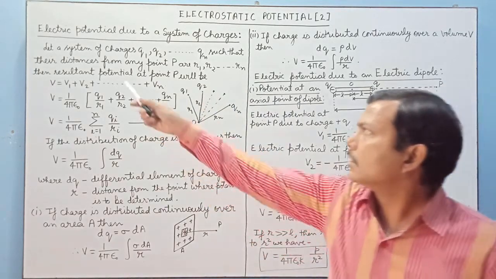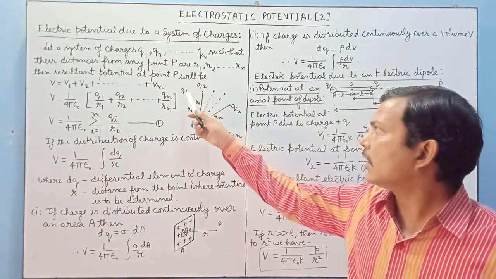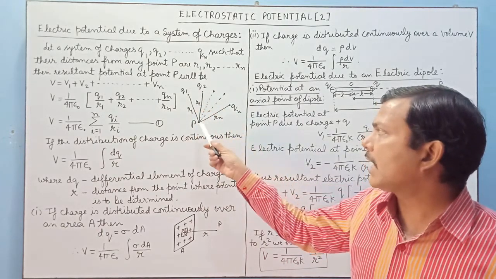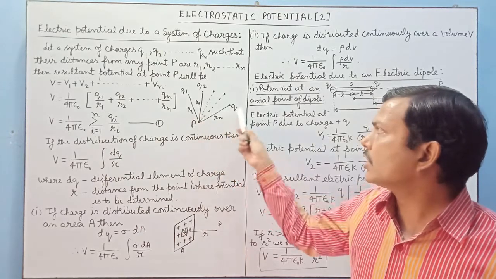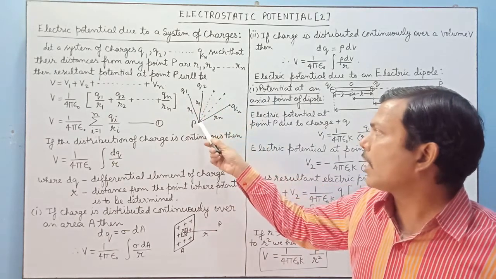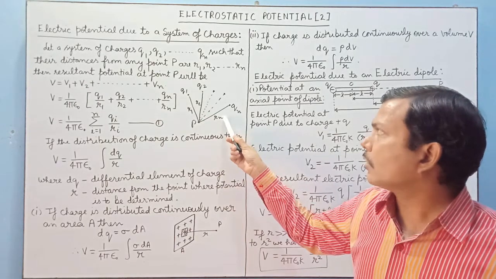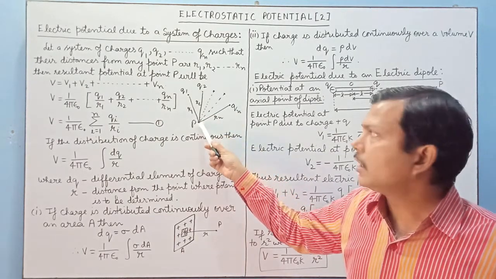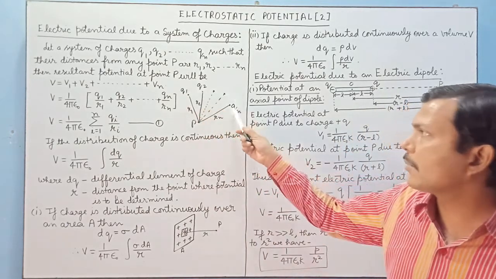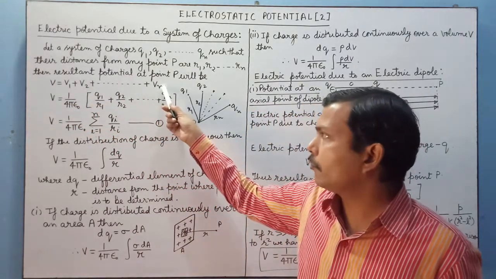Now let us consider a system having n charges q1, q2, q3 and so on up to qn, and we have to determine the electric potential at point P due to this system of charges. Distances of these charges from point P are r1, r2, r3 and so on up to rn respectively. So the resultant potential at point P will be the algebraic sum of all the potentials due to these charges separately, that is V equals V1 plus V2 plus and so on up to Vn.